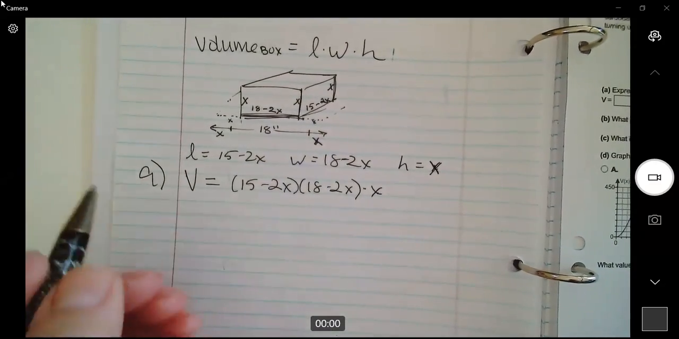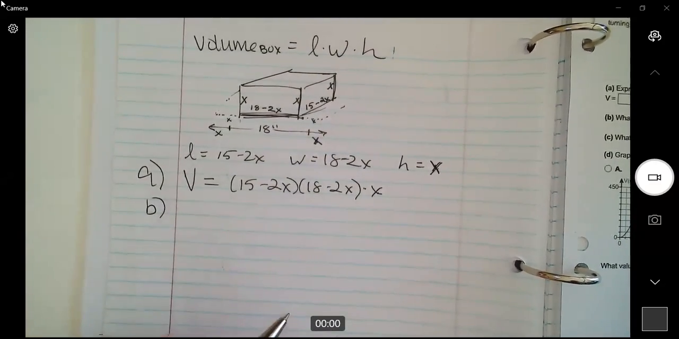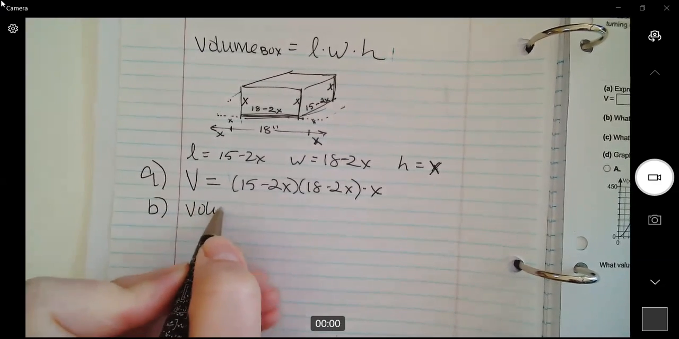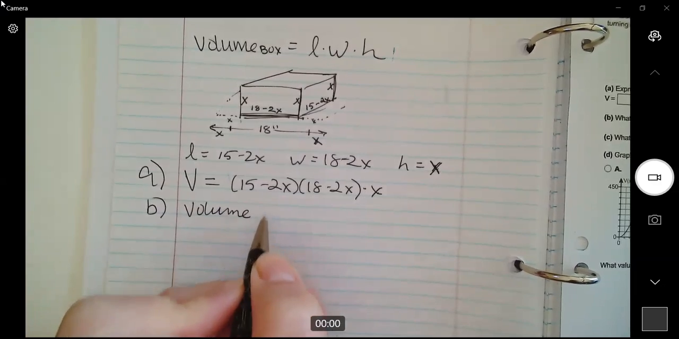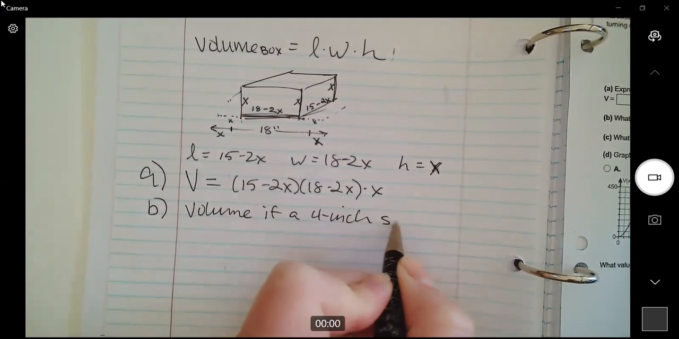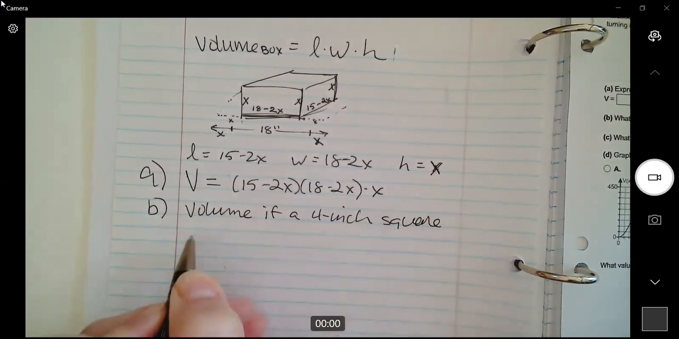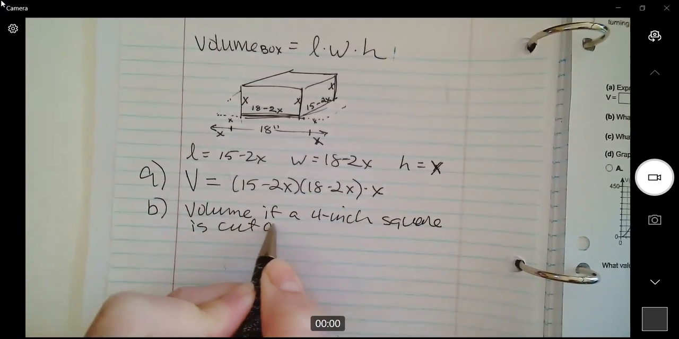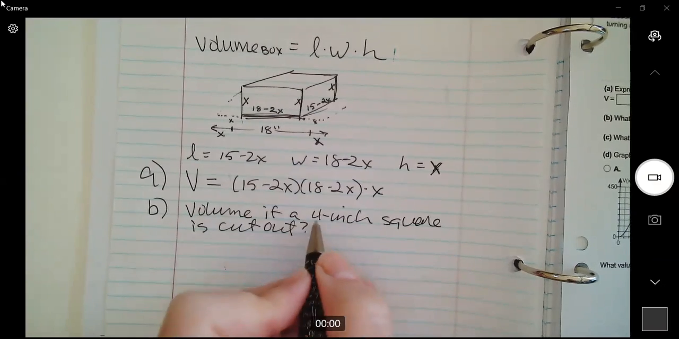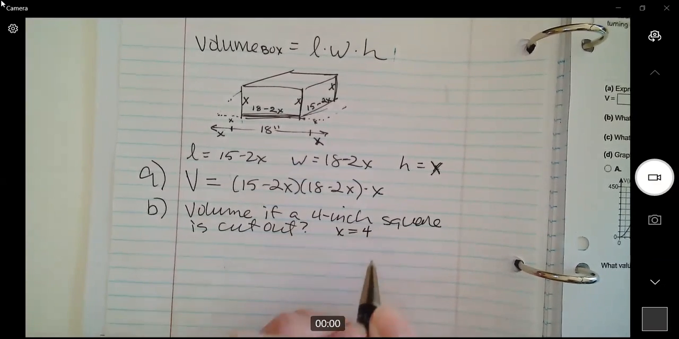Part B then starts asking us to use it. In the example that I have, it says, find the volume if a 4-inch square is cut out. So then you have to understand how to use that 4. Well, they told us already that X is supposed to be the length of the side of the square cut from each corner. So this is telling me that X is 4. So that's what we're going to use.